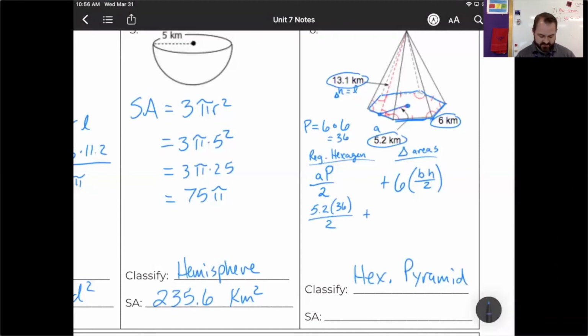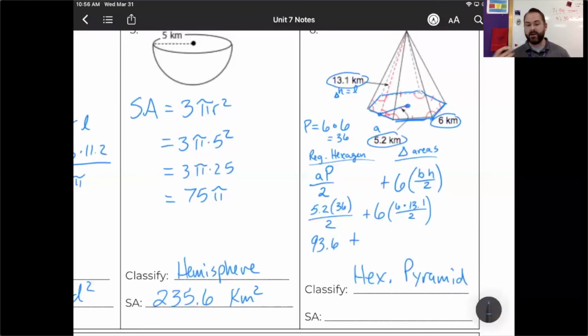Then we've got 6 of these triangles. The base of each triangle is 6. The height of each triangle is 13.1. And divide that by 2. Okay? So when I simplify the area of the hexagon, 5.2 times 36 divided by 2, I get the area of the hexagon is 93.6.